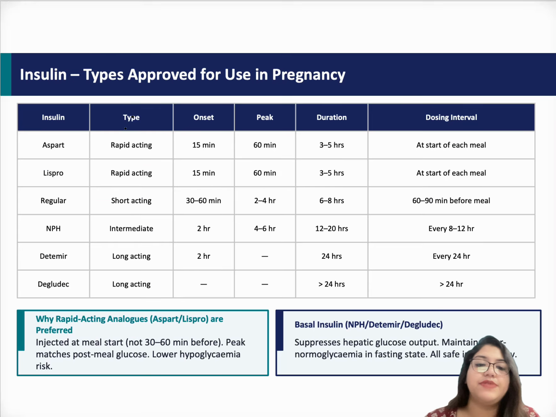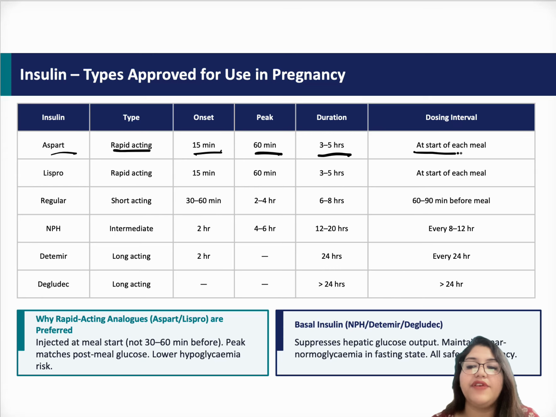So insulin types approved for pregnancy. So we have aspart, which is rapid acting. Onset is in 15 minutes. Peak is in 60 minutes. Duration is 3 to 5 hours. And it should be given at the start of each meal. Then we have lispro, which is rapid acting. Onset is 15 minutes, 60 minutes peak, and 3 to 5 hours duration. It should be given at the start of each meal.